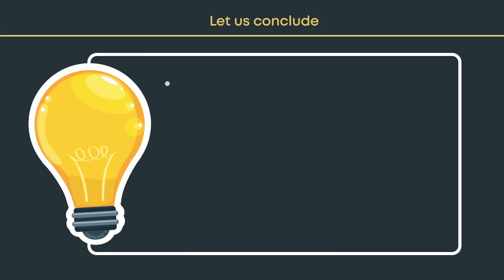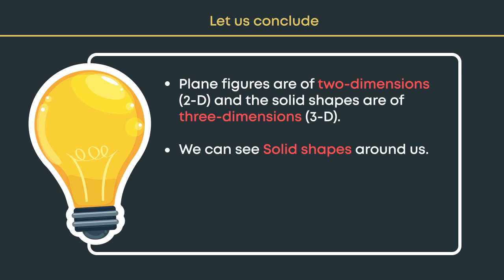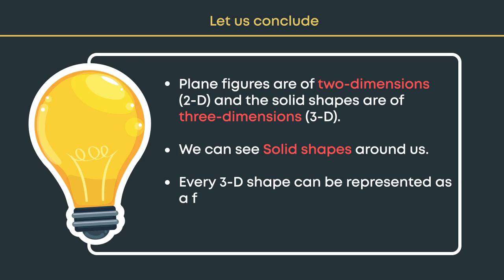Let us conclude. Plane figures are of 2 dimensions, 2D, and the solid shapes are of 3 dimensions, 3D. We can see solid shapes around us. Every 3D shape can be represented as a flat 2D shape.